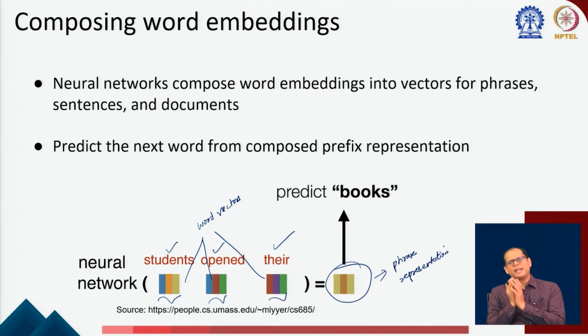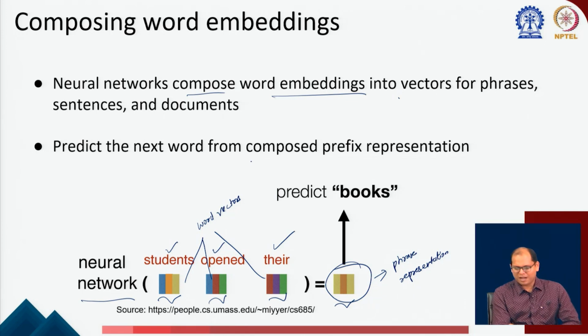And that is the powerful idea that we have in deep learning, that you can achieve representations in the form of vectors, right? So this is just a vector, and that is representing the information that you have from the 3 words, students open there. So you applied a neural network on these embeddings and you obtained some representation, right? So you did some composition of the word embeddings and you obtain this composed prefix representation.